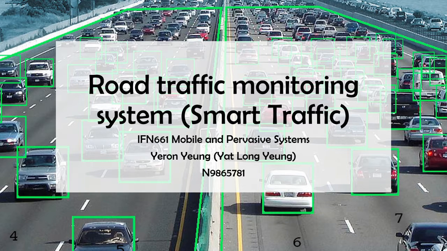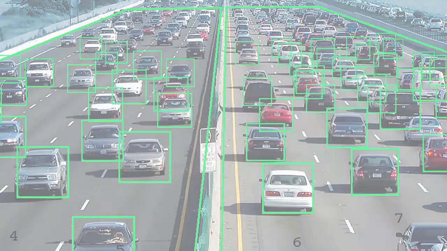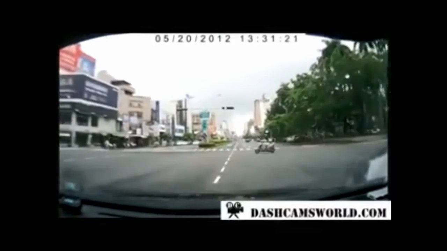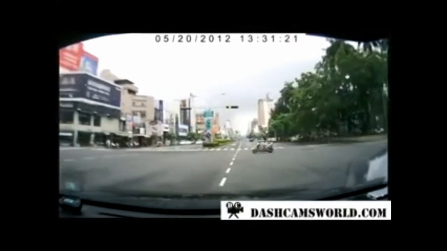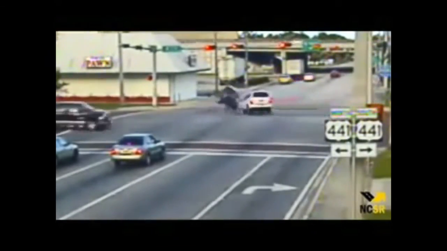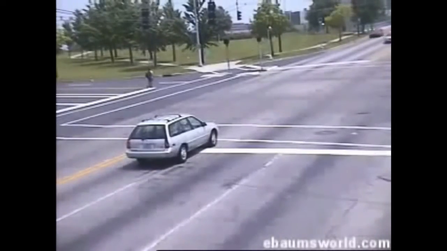Here is the case study. There are many car accidents every year. In Australia, more than 1,000 people die every year because of car crashes. In the US, around 30,000 people die every year for the same reason. On average, 90 people die per day.